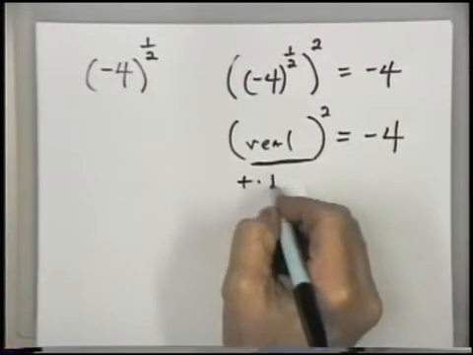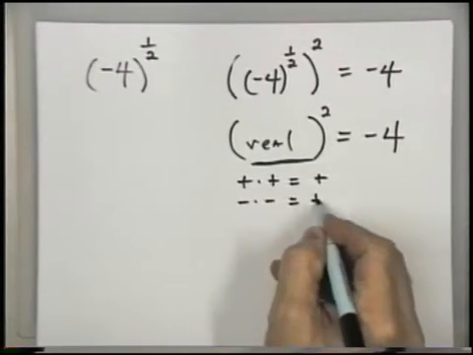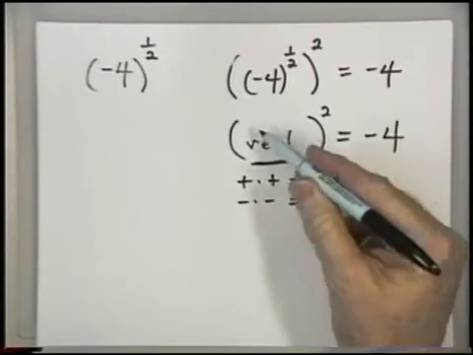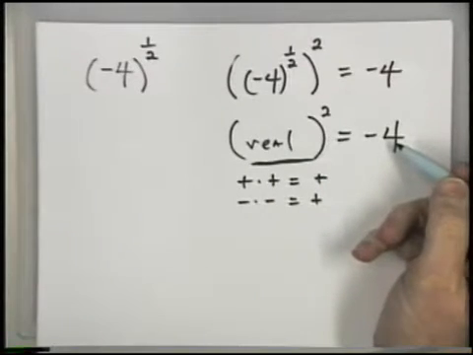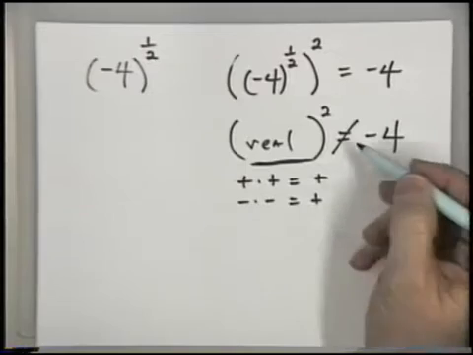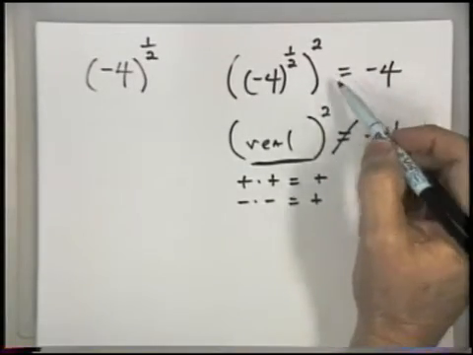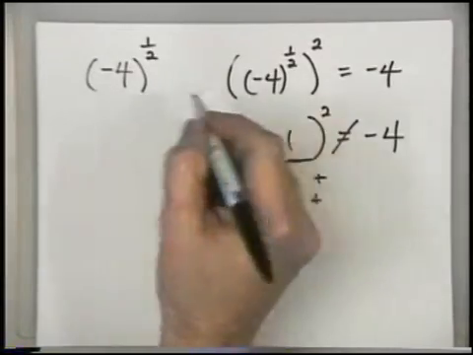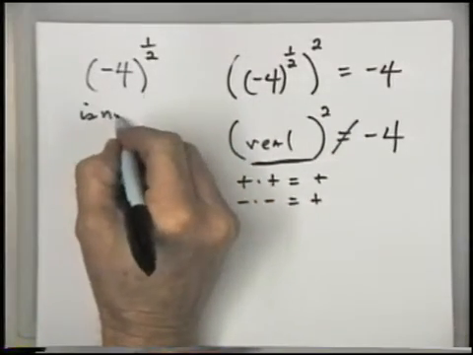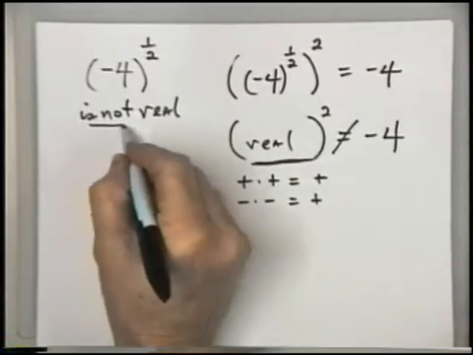Right? Because a positive times a positive has got to be a positive, and a negative times a negative has got to be a positive, and here you're squaring the same number. There's not any way it could be negative. So this can't happen. There's no way this can happen, or in other words, there's no way for this to be real. This is not real.